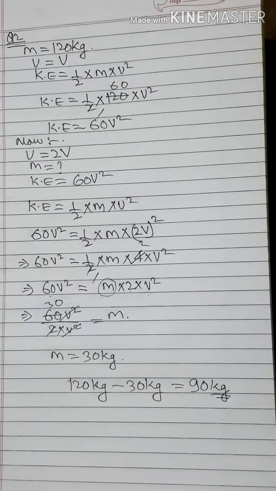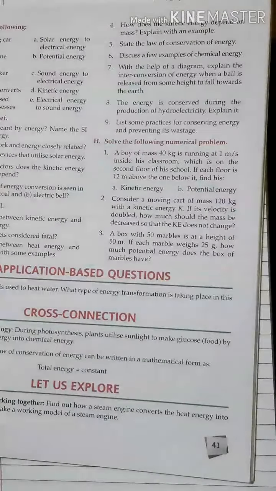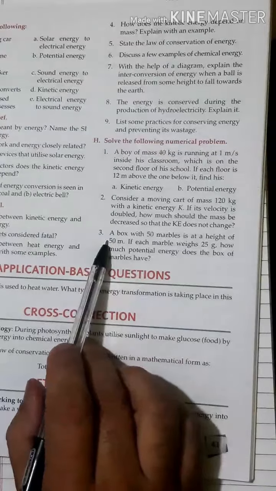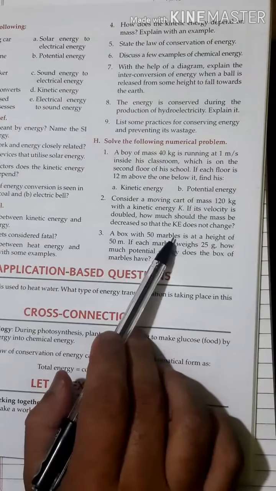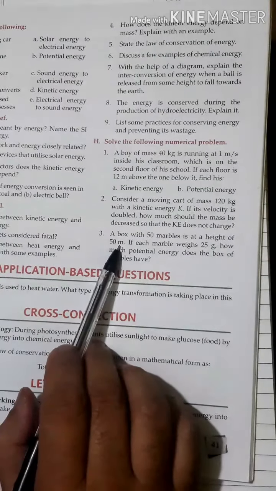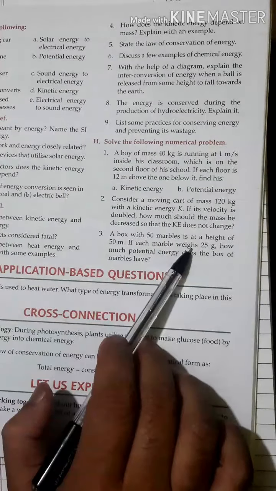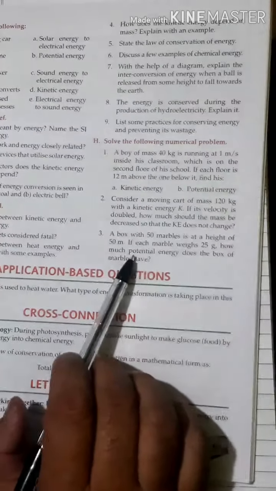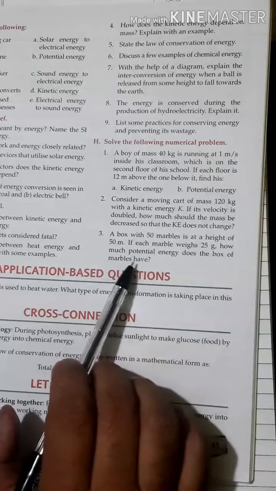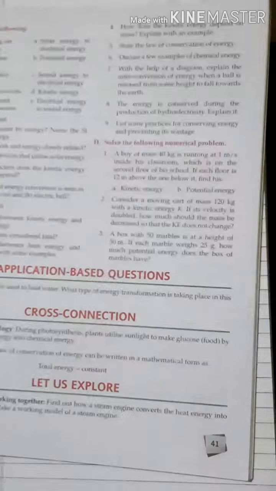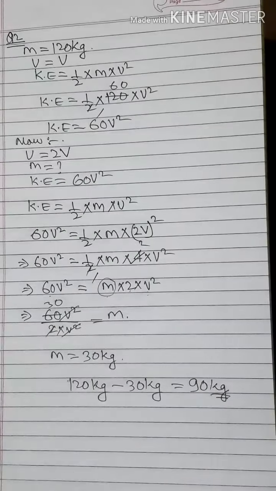So we have one more question. Let us discuss this question as well. Question number 3. A box with 50 marbles is at a height of 50 meter. If each marble weighs 25 gram, how much potential energy does the box of the marble have? Let us see how do we go about it. I'll just change the page for you. Right, here we go. So question number 3.